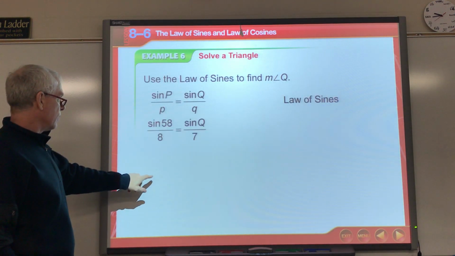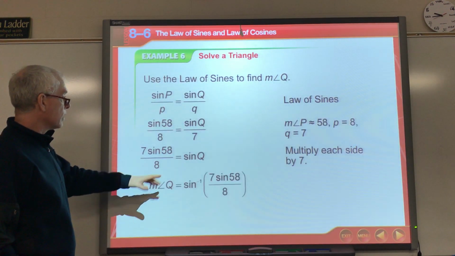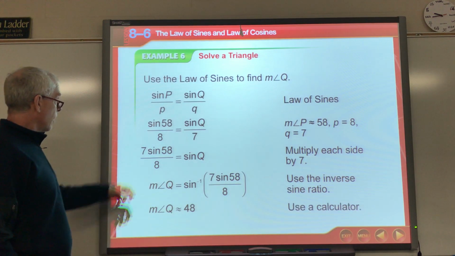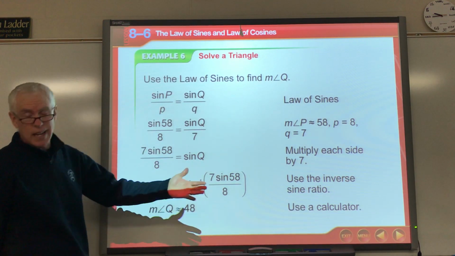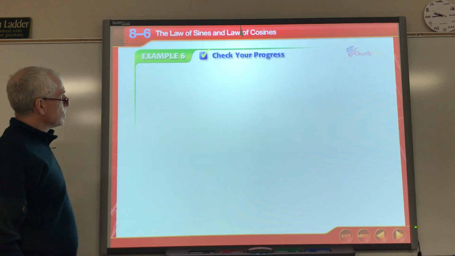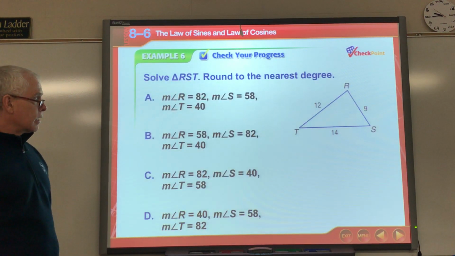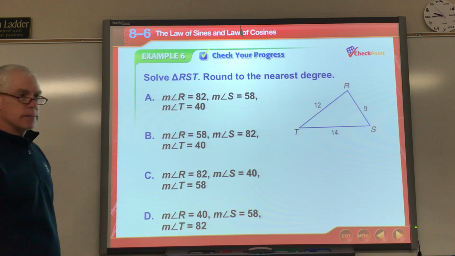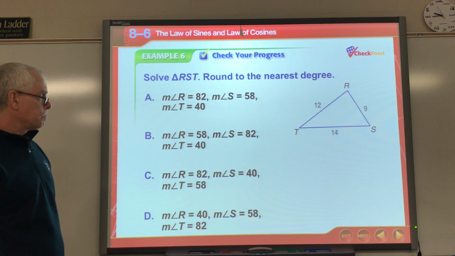Now that I've got that 58, I can go in and find a missing angle. And now that I have two angles, of 58 and 48, I can subtract from 180 to get the third one, okay? So that's not so bad. All right, give this a sec, and let's see what you get. We'll work it out together.